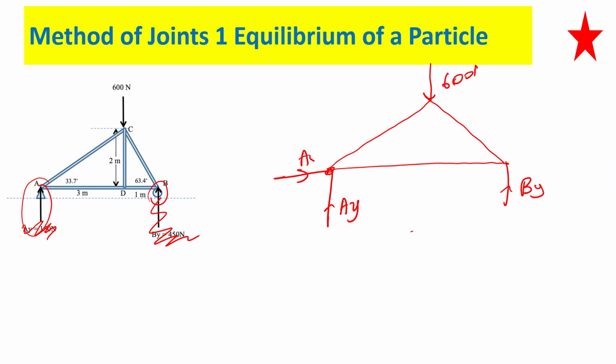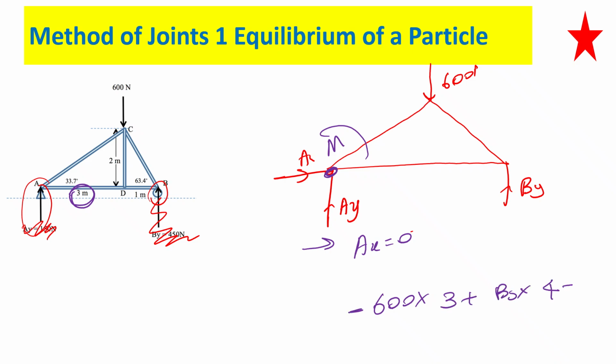Now considering this one, applying the conditions of equilibrium, you are finding these. You can consider all the forces in the x direction, only one force, and it equals 0. Am I right? If you take the moment about this point, negative 600 times 3 plus BY times 4 equals 0. So you can find BY. They have already given us it is 450, and if we find it, we should get the same: 600 times 3 divided by 4, which is 450.